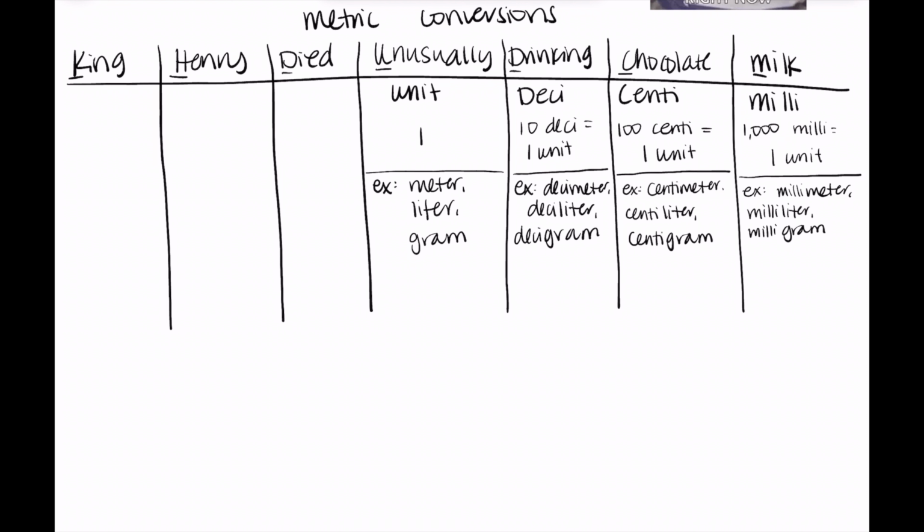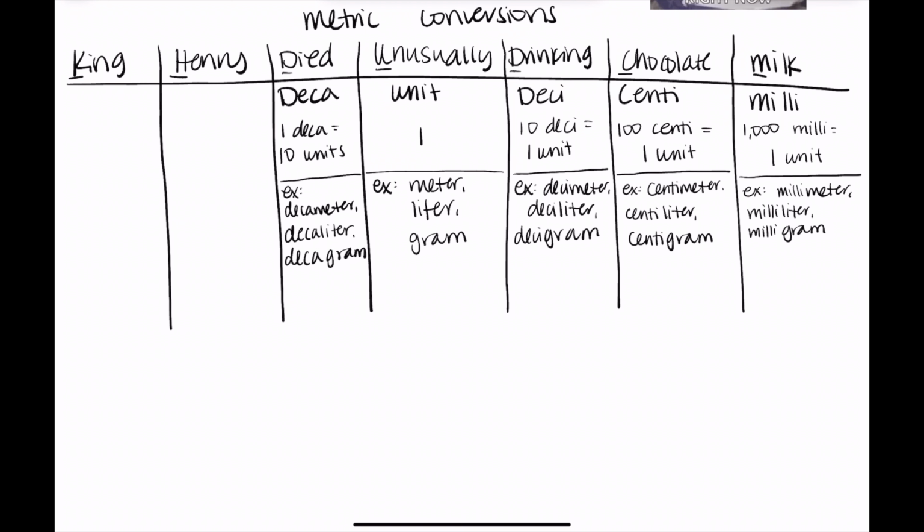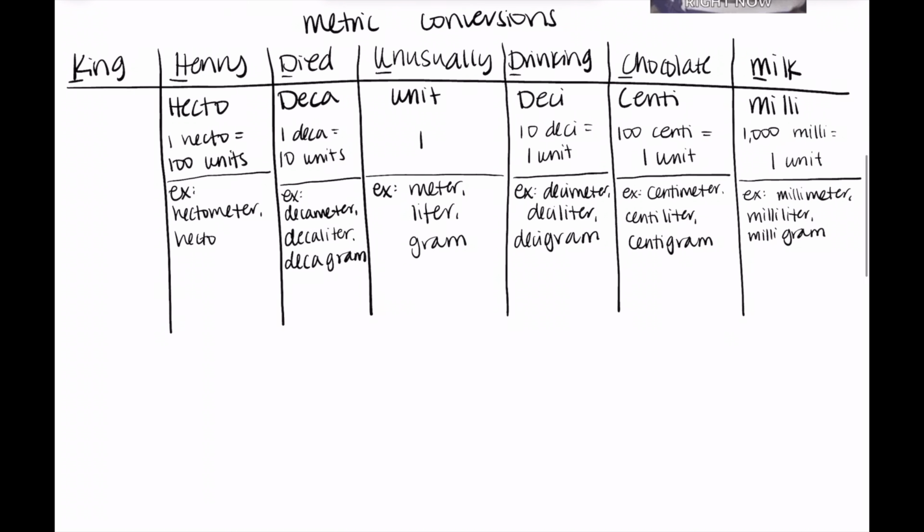Now that we've finished the right-hand side, we're going to move left from the center, and we're going to go to D. The D on the left of the U stands for deca, and 1 deca equals 10 units. Examples for the deca would be a decameter, a decaliter, and a decagram. Notice the difference. We do have 2 D's here, but one is deci and one is deca, because you have to know if you're working to the right or to the left. Now we'll deal with our H. The H stands for hecto, and 1 hecto is equivalent to 100 units. Examples with the hecto prefix would be a hectometer, a hectoliter, and a hectogram.